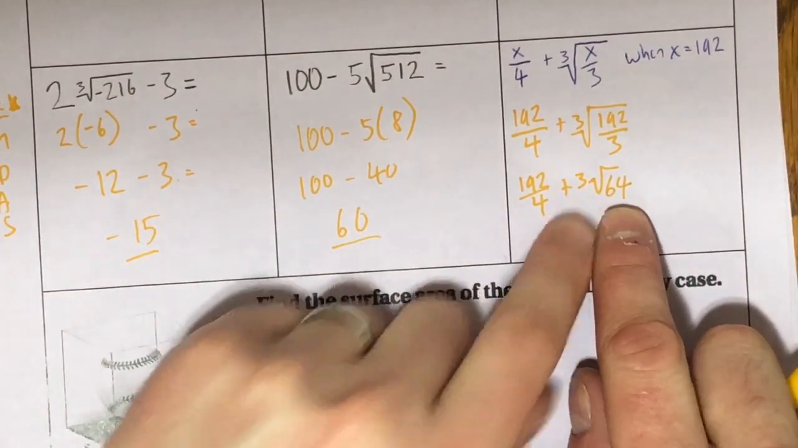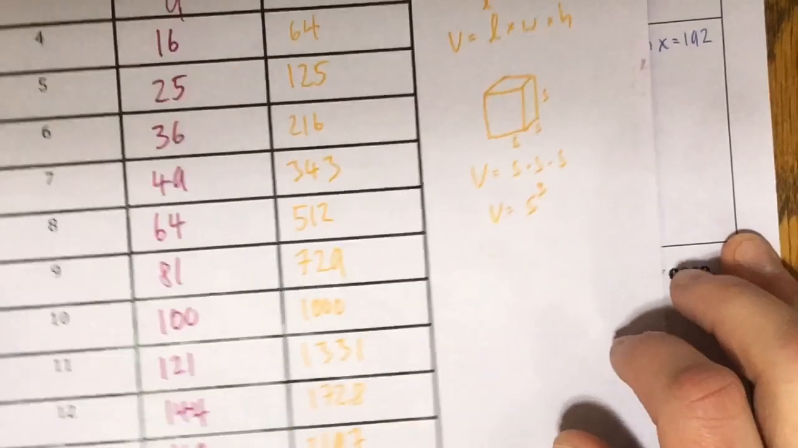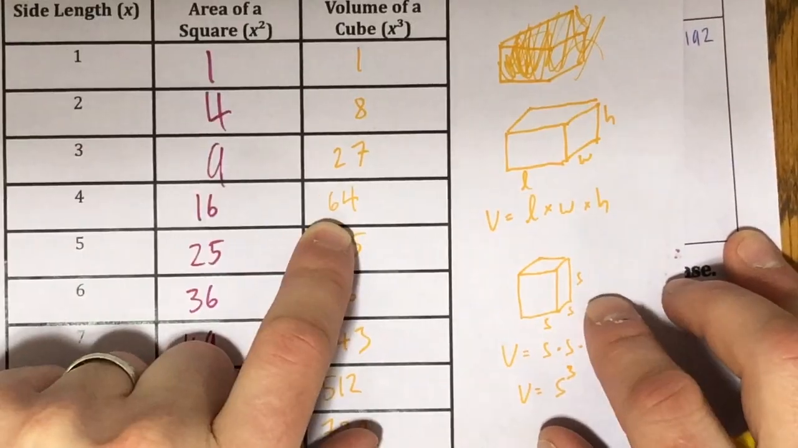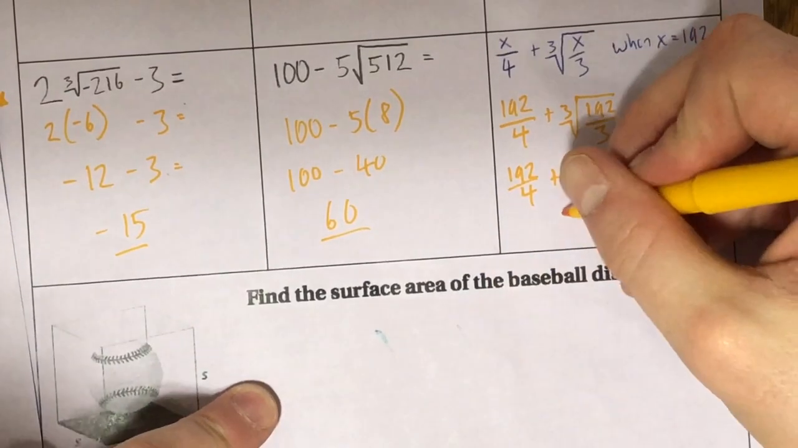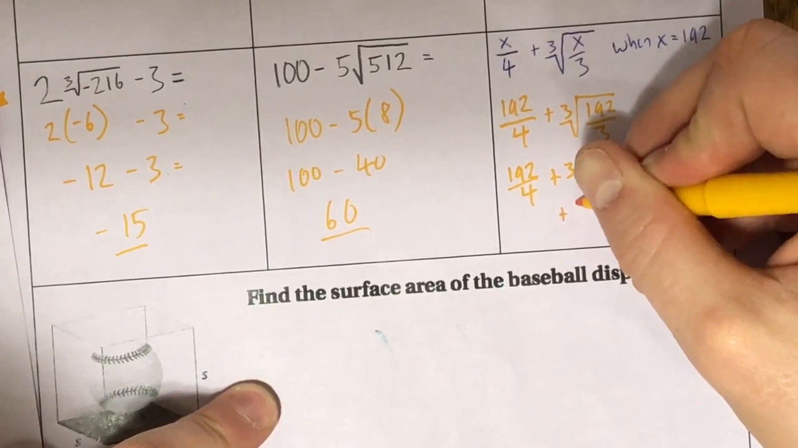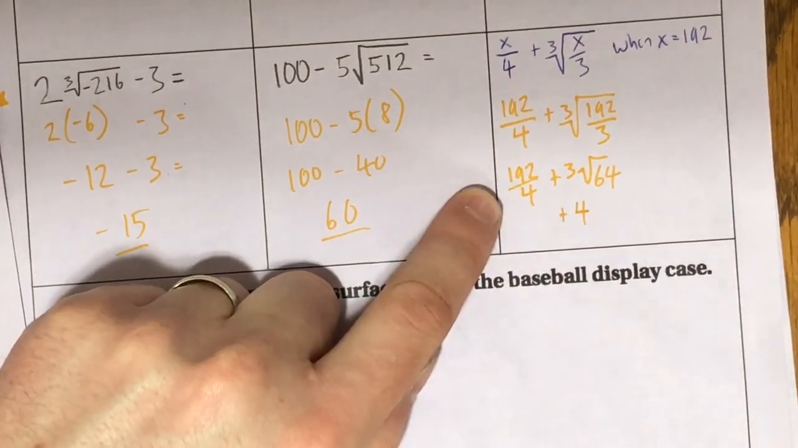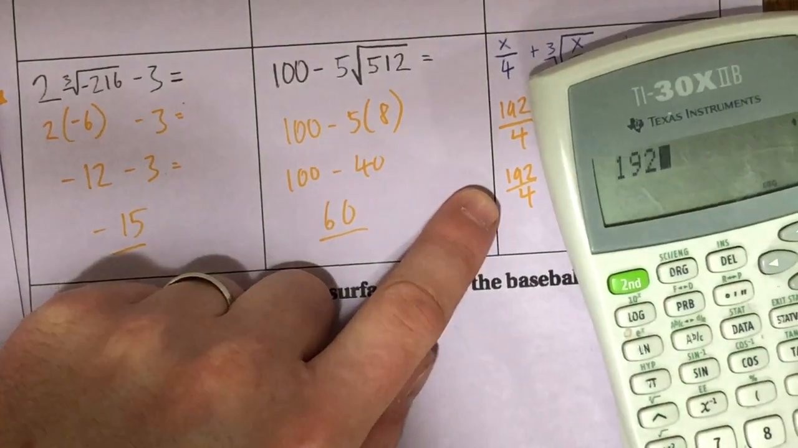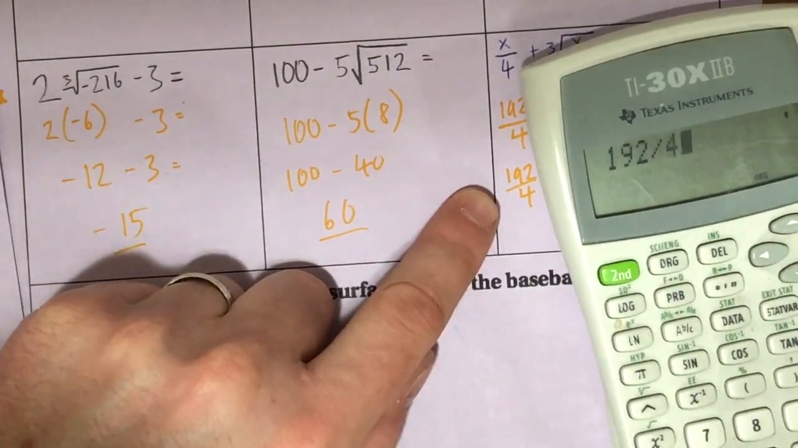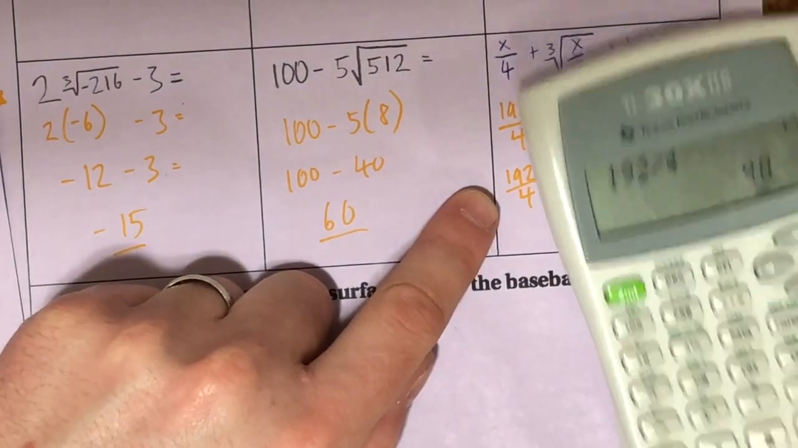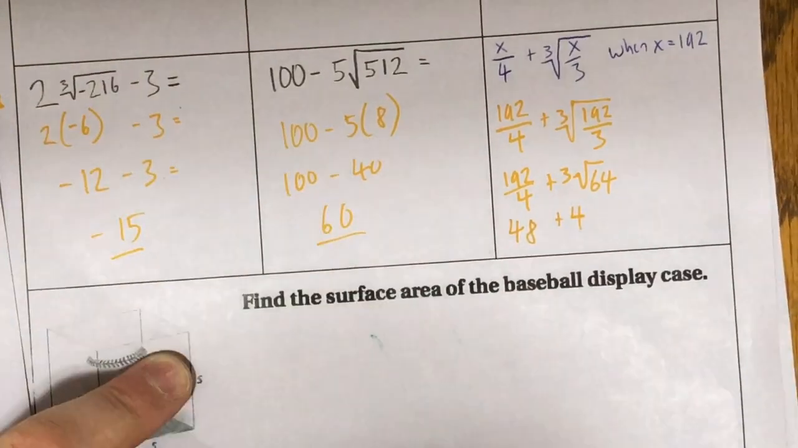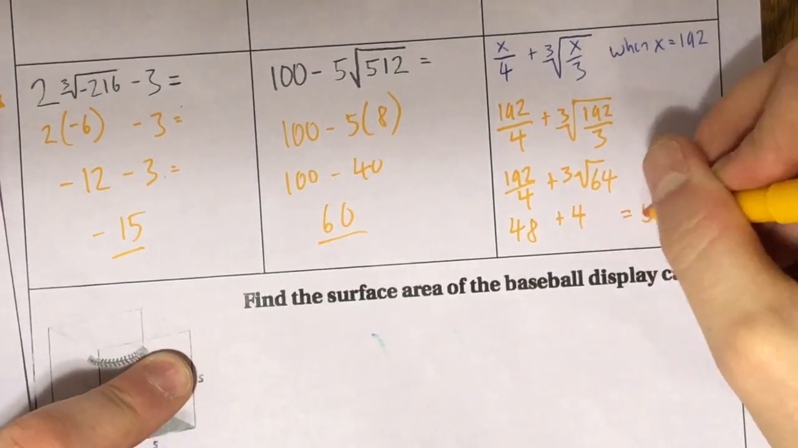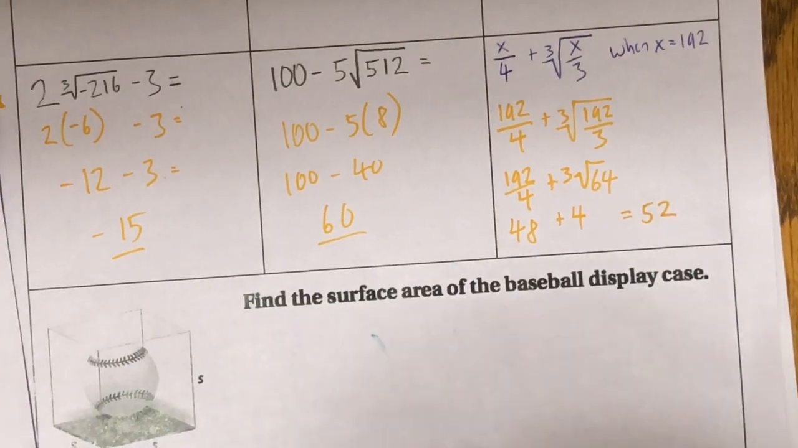Now, I know what this is. I know that's a perfect cube. It's got a side length of 4. Cube root of 64 is 4. Now, I'm also going to reduce this fraction here. Well, let's go ahead and change that to 4 here. But let's reduce this fraction too. 192 divided by 4 is 48. So this is really just 48 plus 4, which is 52. Okay.